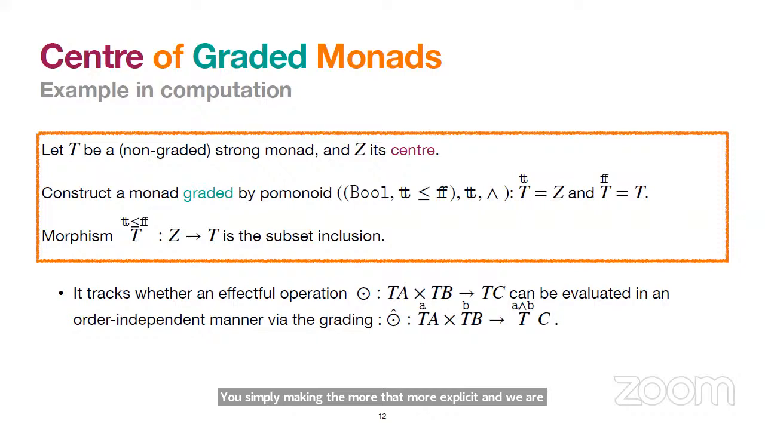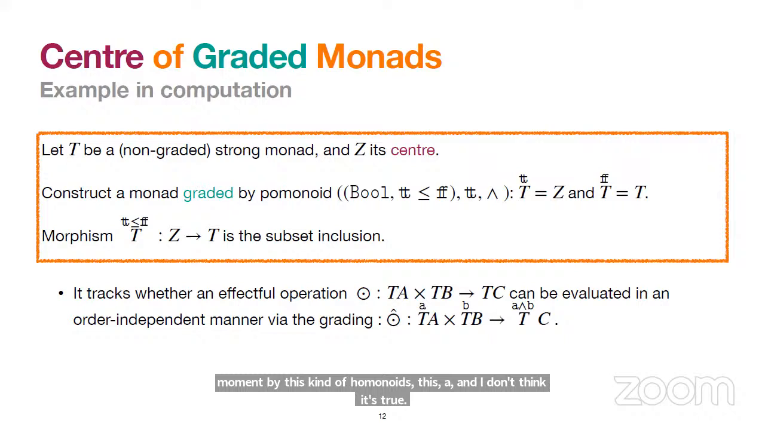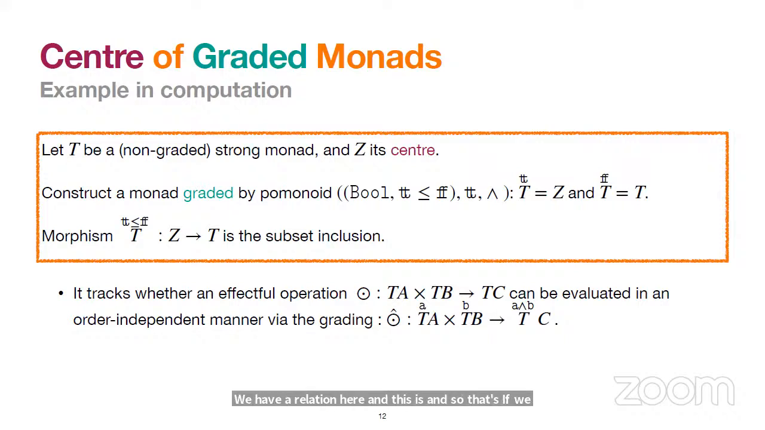For example, we have this example here. We suppose T is a normal strong monad, and Z is the center of the normal strong monad. Then we can construct a graded monad by this kind of monoid with Boolean, and the identity is true. We have a relation here. If the effect is in the center, we grade it by the truth value. If it's not, we grade it by false. So we have the morphism here as the subset inclusion.